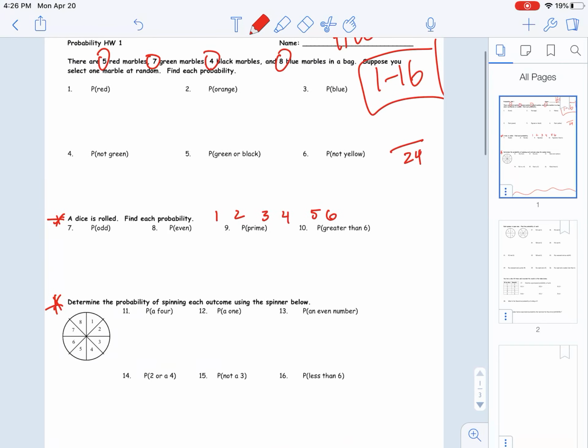Take a picture, shoot it back to me. Make sure you've done that quiz if you have not already.